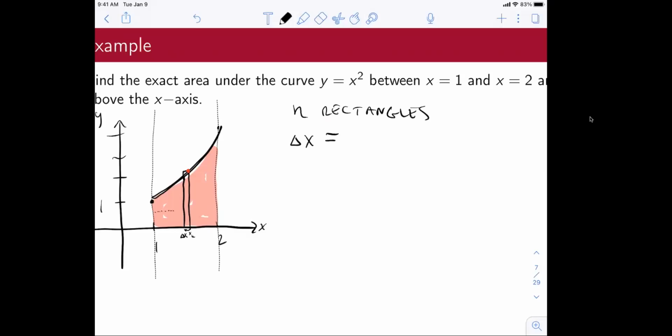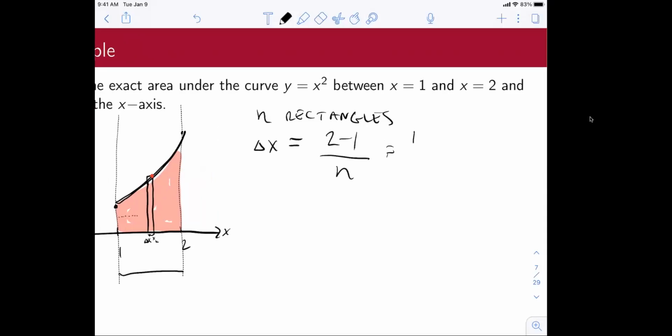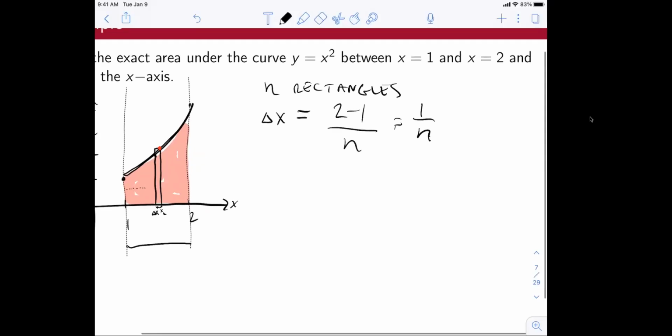You take your second point minus your first point and then put it over n. Good, good. Yeah, we've got an interval here. The whole length of the interval is 2 minus 1, which is 1. I'm going to divide that by n rectangles I'm trying to fit in here. Okay, so delta x is 1/n. Very good.